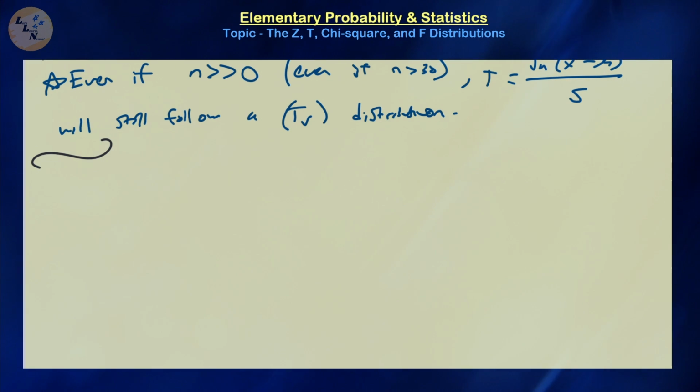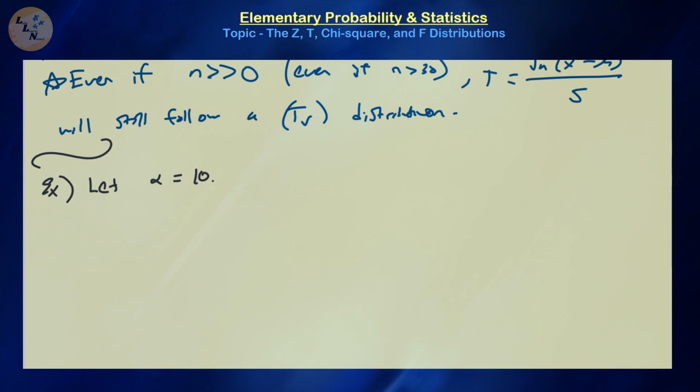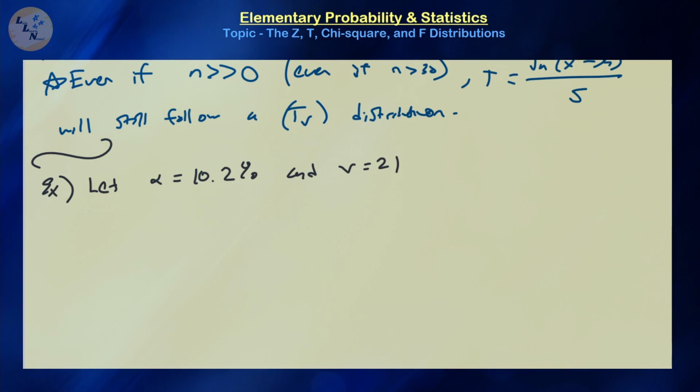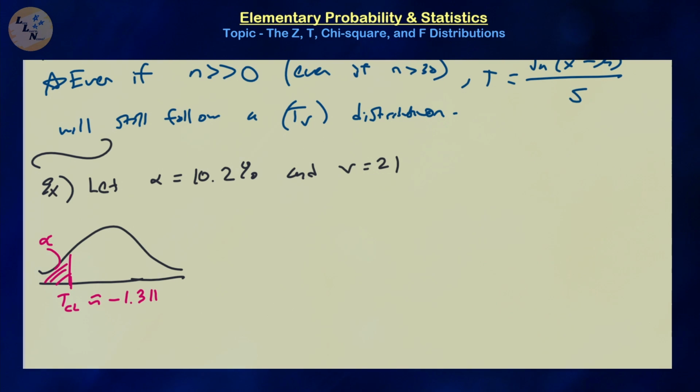All right. So let's look at how to calculate critical values in Excel for the t distribution. Let's choose alpha to be equal to 10.2%, so 0.102, and let's assume we're working with degrees of freedom equal to 21. So we're going to have 3 different pictures as usual. We're going to have a nice little symmetric distribution. Let's first start off with our alpha in the left-hand tail. So we're going to have a left critical value for t. One should be able to show that that's approximately equal to negative 1.3110.